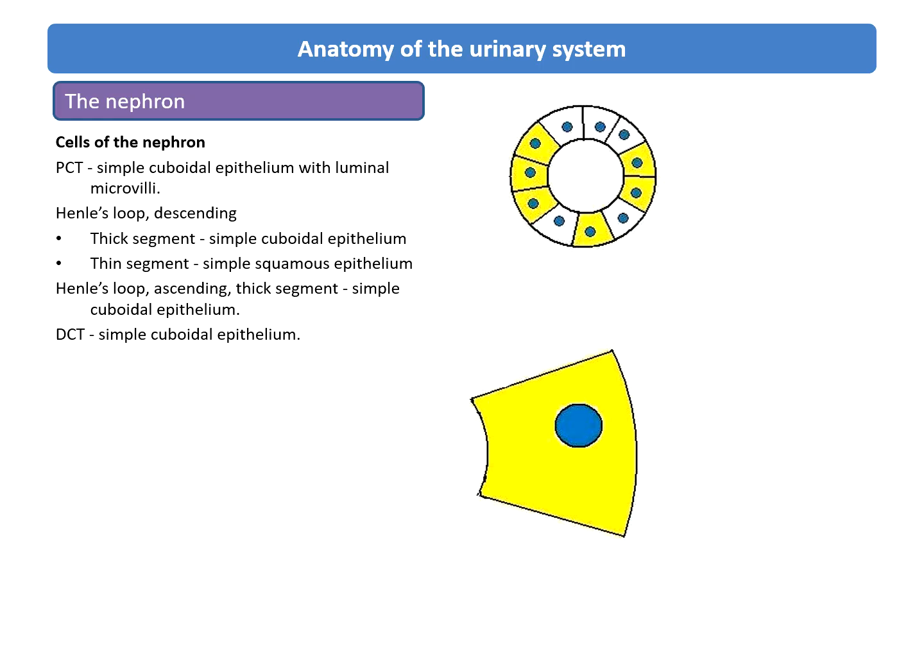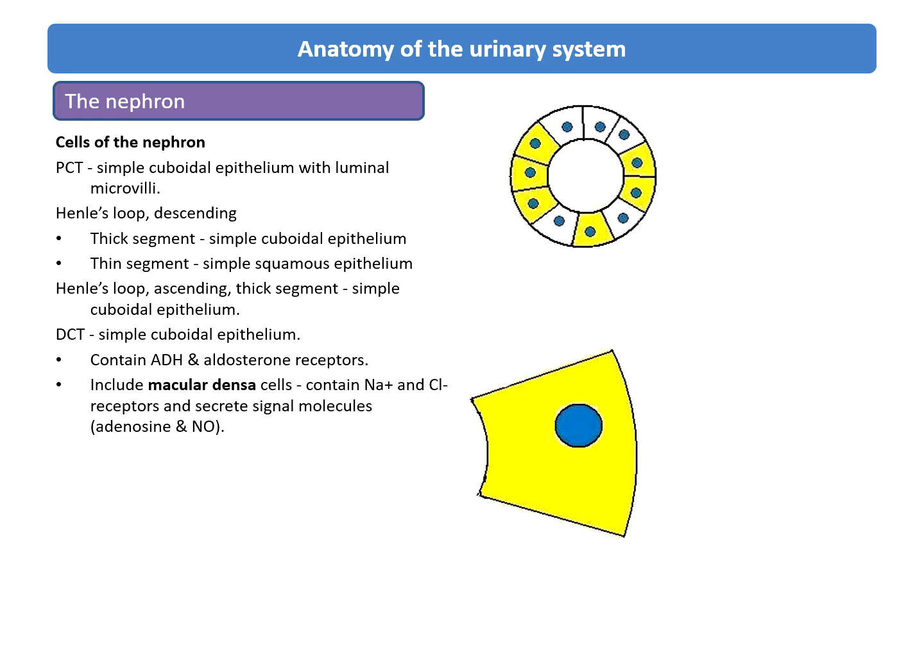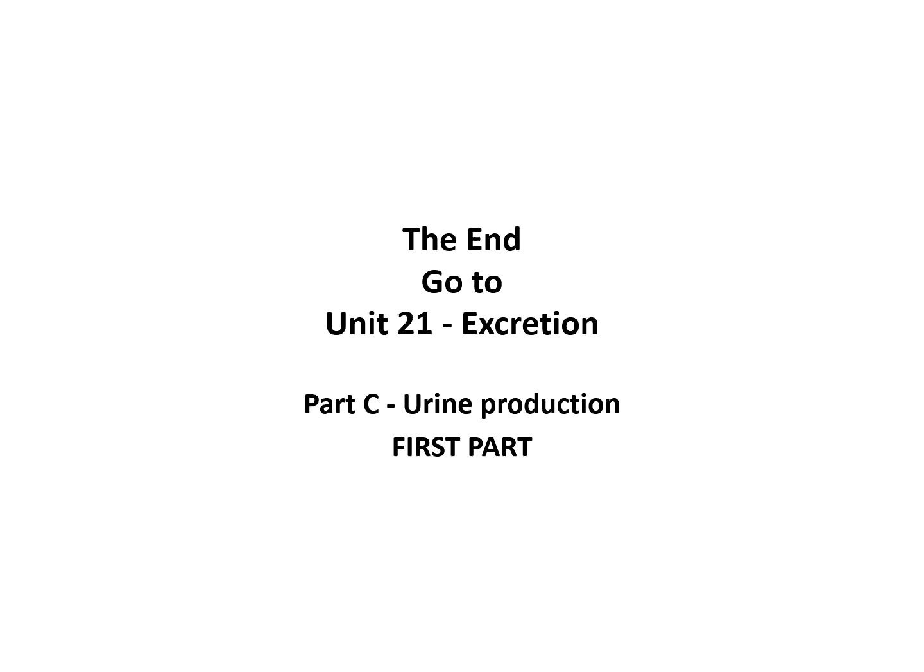The distal convoluted tubule also consists of simple cuboidal epithelial cells. It contains ADH and aldosterone receptors. It includes a structure called the macula densa cells. These contain sodium and chloride receptors and secrete signal molecules, such as adenosine and nitric oxide. The collecting tubule, again, also consists of cuboidal epithelial cells. It too contains ADH and aldosterone receptors.